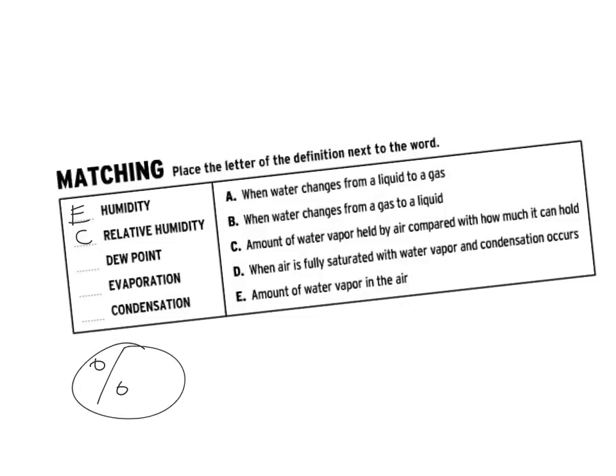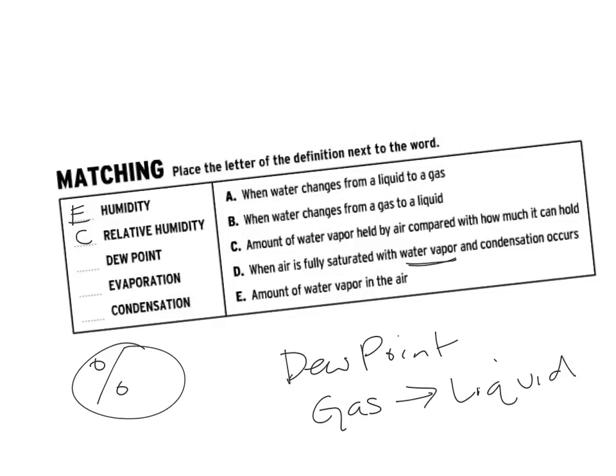The next is dew point. All right, dew point is when air is fully saturated. So think of a sponge that is completely full of water. It's fully saturated. So this water vapor, which is in the air, condenses into actual water. So the dew point is when water will go from a gas to a liquid, and this is based on temperature. That's going to happen when it cools off, and dew point is D.